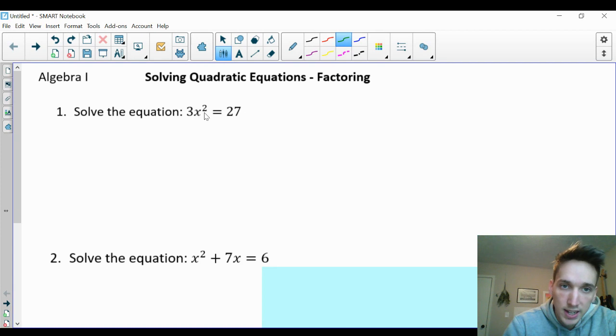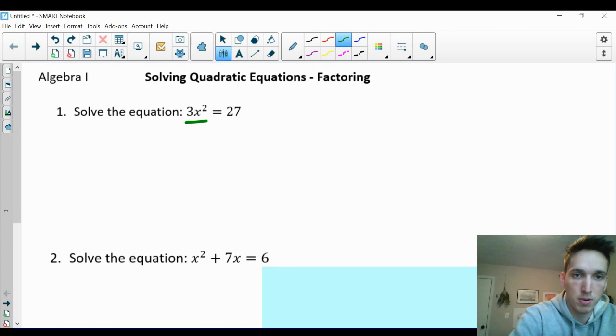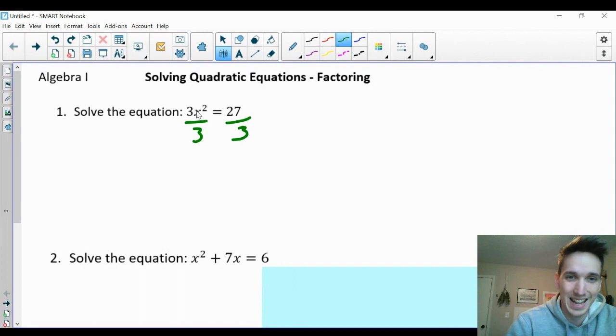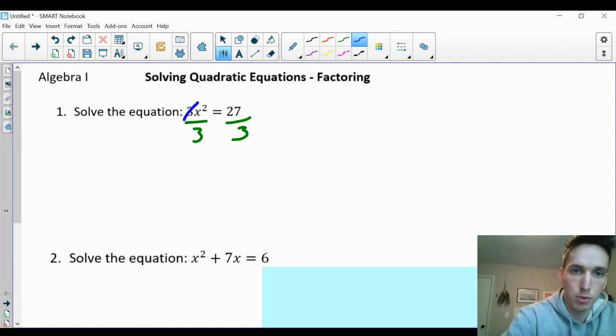I know it's quadratic because I've got the x squared, right? So to solve this, eventually I'm going to have to take a square root, but hopefully y'all remember that first, I've got to divide both sides by 3, because I'm trying to get that x completely by itself. So I'm going to start by getting rid of that 3 multiplied out front. 3 divided by 3 is 1, so I have 1x squared. 27 divided by 3 is 9.